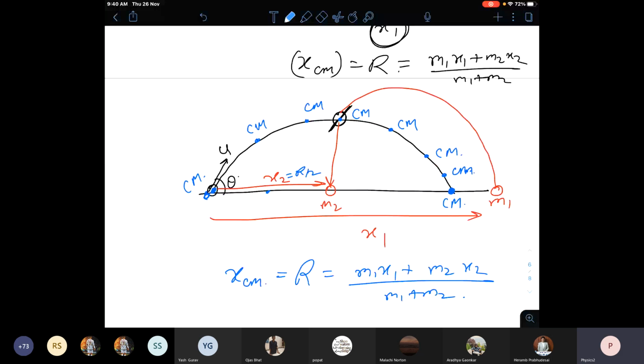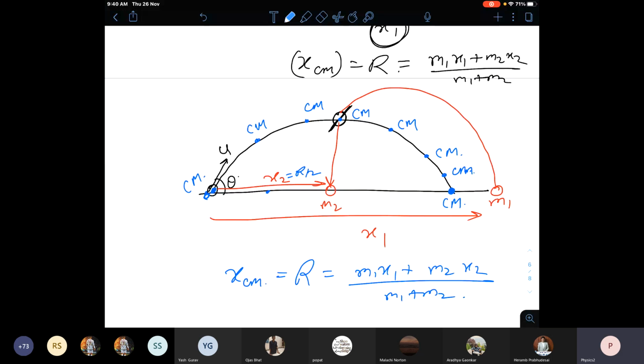So since only internal forces are creating it, the motion of the center of mass is unaffected. The center of mass keeps on moving along the same projectile path, the same parabolic path. M1 and M2 fly off in different directions. That is possible. M1 and M2 are creating the center of mass, so they can do anything, but the center of mass can do nothing.